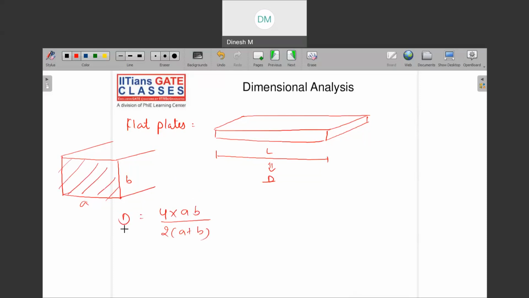Now when you do this dimensional analysis, then for any forced convection heat transfer, for each forced convection heat transfer formula, what happens? The number is a function of what?